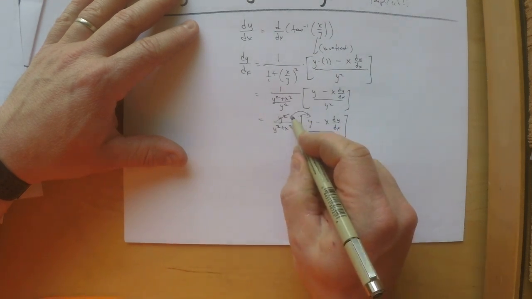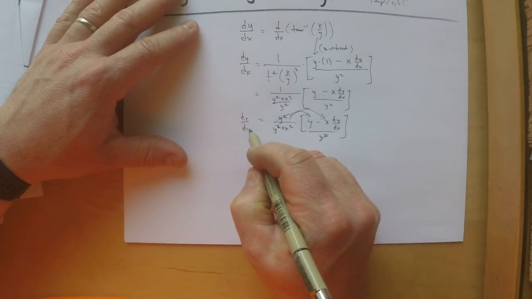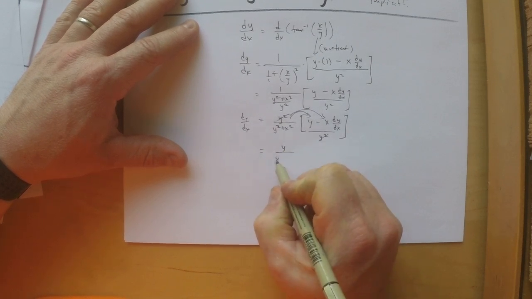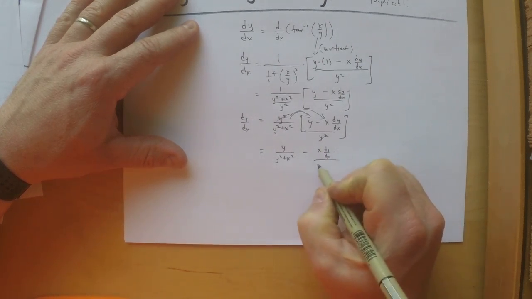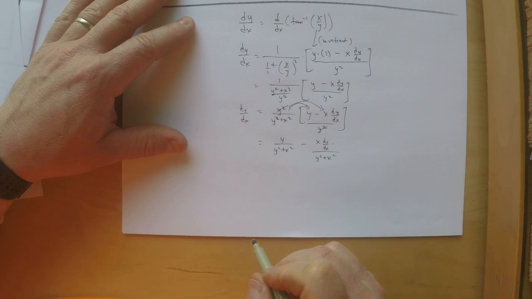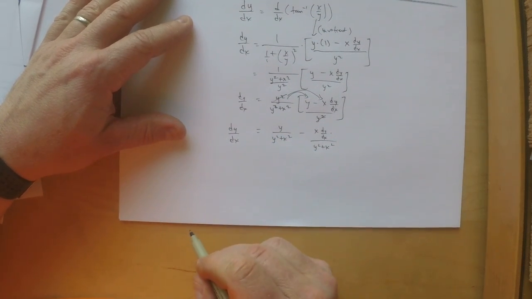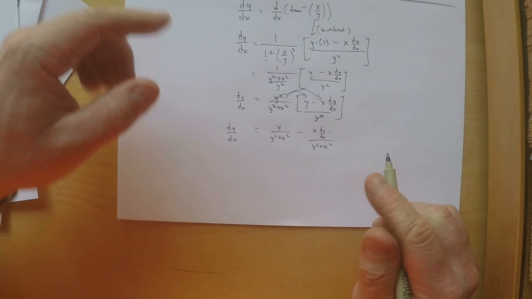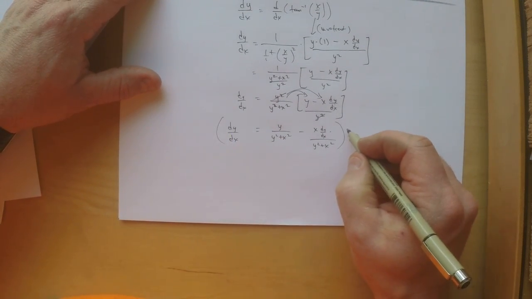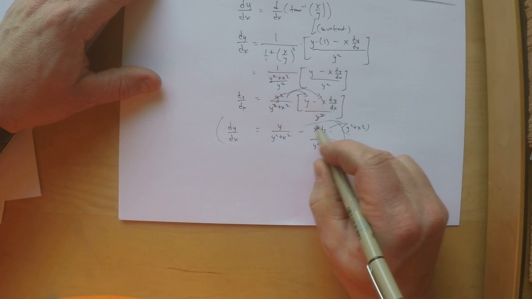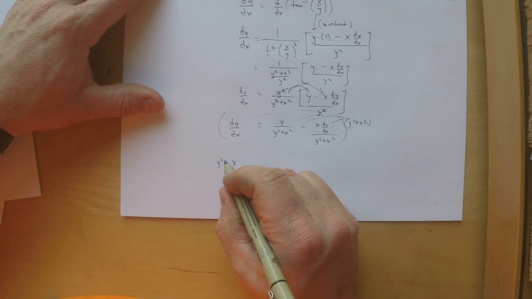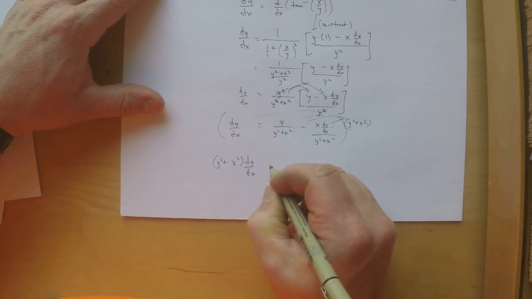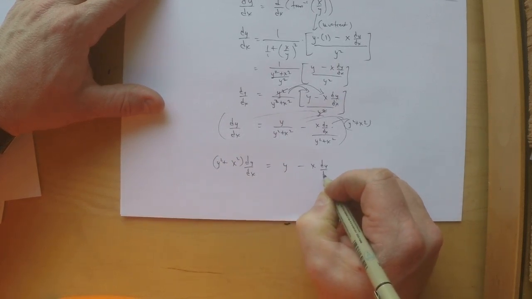I would then probably distribute this out because I need to get this out with me. So I'd end up with y over y squared plus x squared minus x dy/dx over y squared plus x squared. Could have cross multiplied too, I guess. I can move, you know what, maybe I will. Let's multiply, I don't like those big clumsy fractions. Let's multiply everything by y squared plus x squared. So I'd end up at y squared plus x squared times dy/dx equals y minus x times dy/dx.